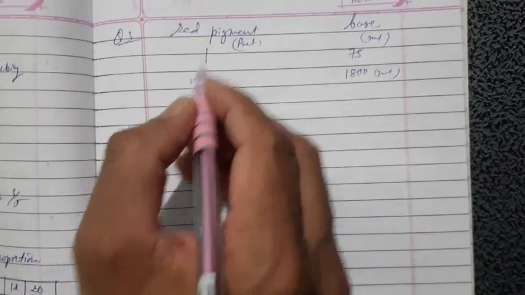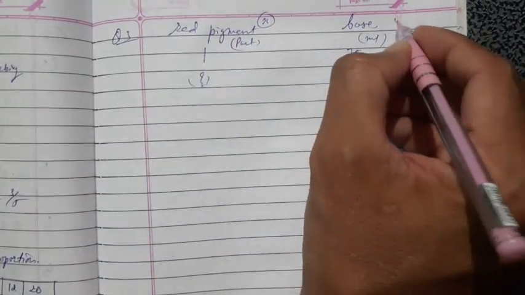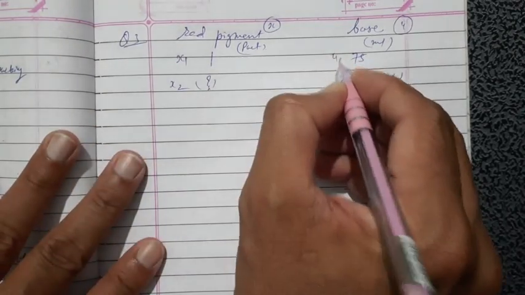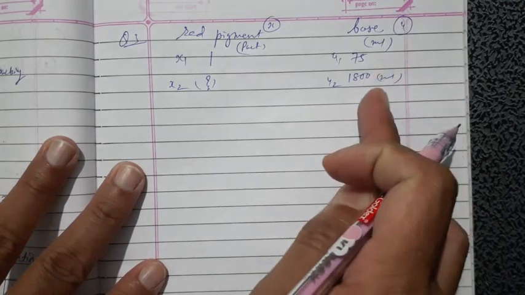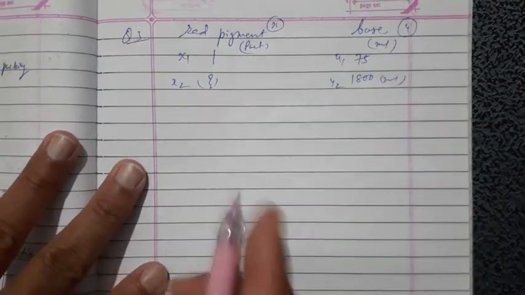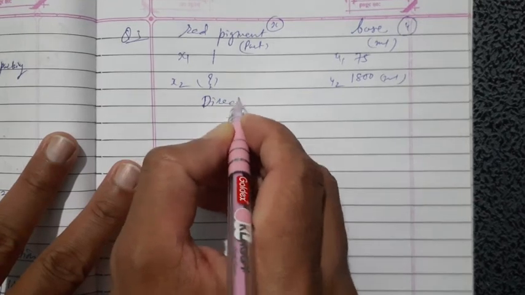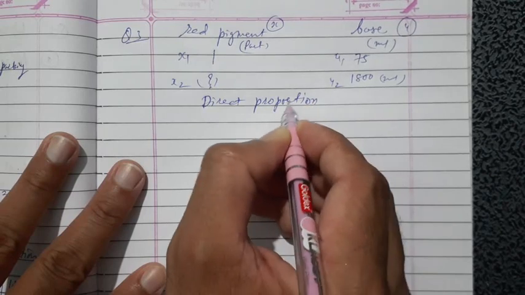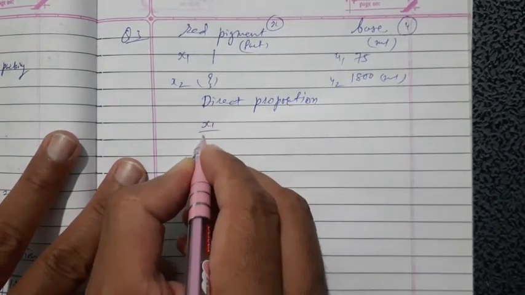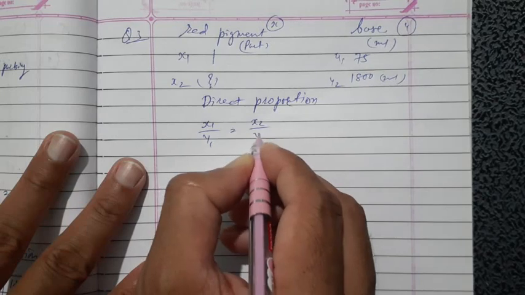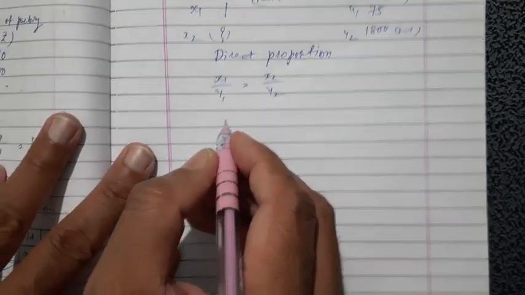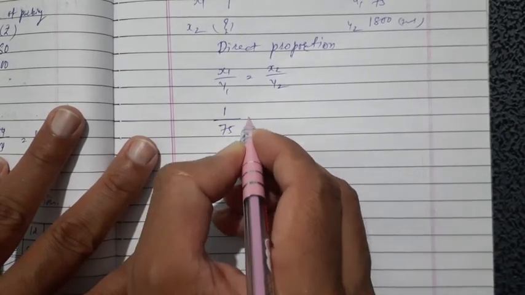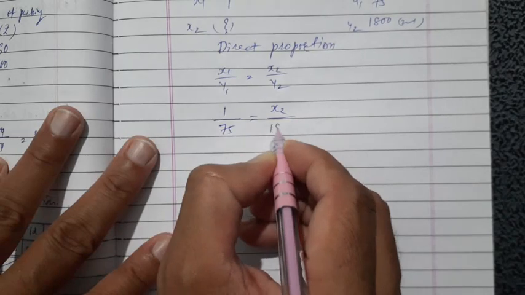right? So for red pigment we take X, and for base we take Y. So these are the X1 and X2 formula, and Y1 and Y2. When base is increased, red pigments are also increased. So that is in direct proportion. Okay, so X1 upon Y1 equal to X2 upon Y2. Now put the value of X and Y. X1 equal to 1, Y1 equal to 75, equal to X2, Y2 require 1800.